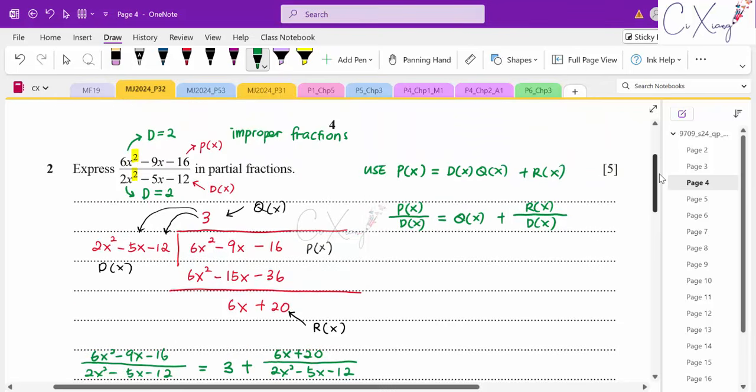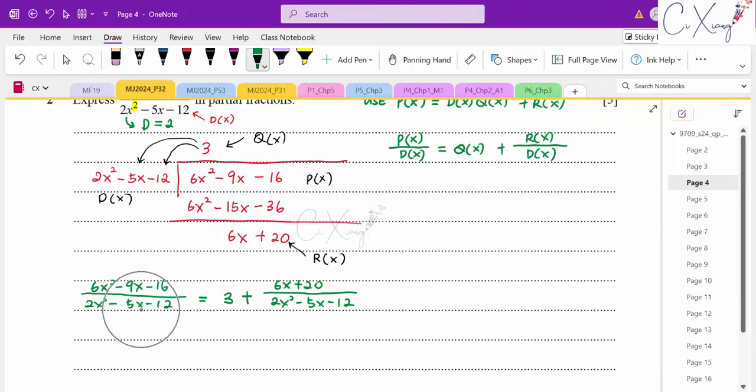Okay, so you can see that I have now changed the improper fraction into something like this, where this particular fraction here is a proper fraction. So for this proper fraction, you can start expressing it into smaller partial fractions. Okay, all right. So we will focus from this part now.